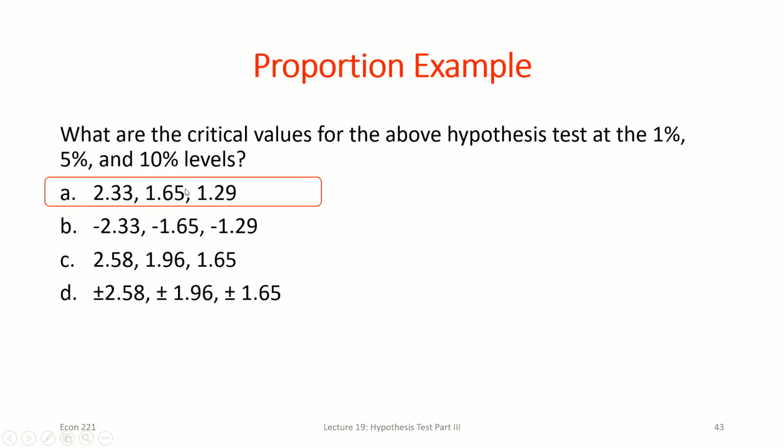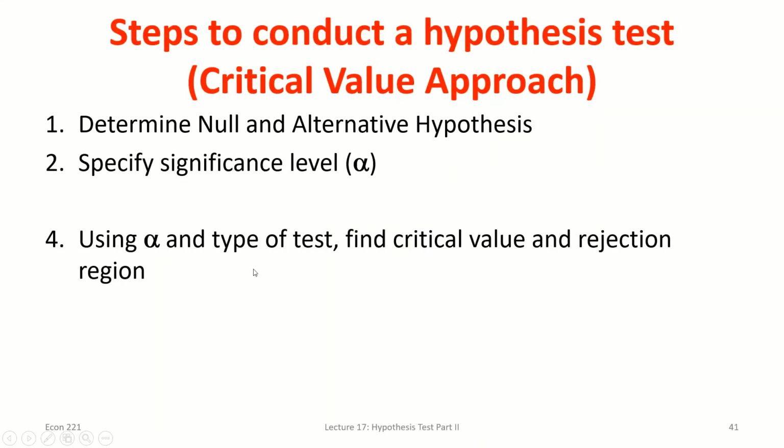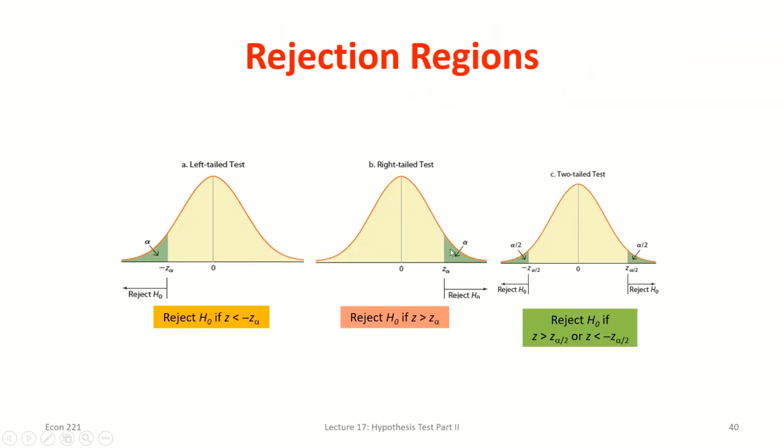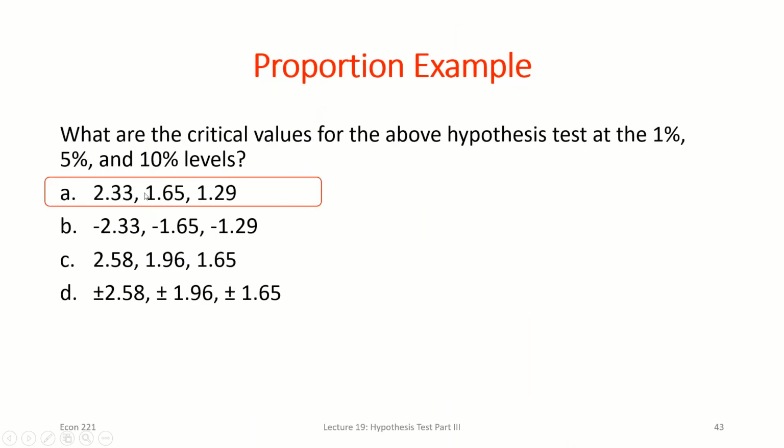So why would these be my critical values? Well, I've got a right-tailed test. So automatically, for a right-tailed test, I should be thinking that my critical values are on the right side, or positive. Right away, I know for a right-tailed test, only A and C make sense. I then want the values that give me these desired alphas in the right tail.